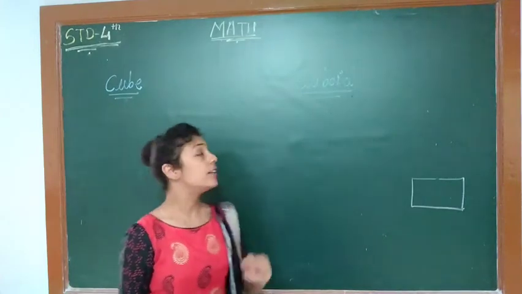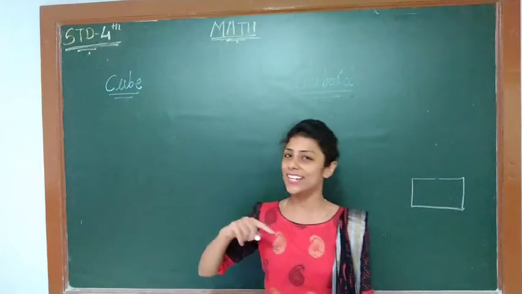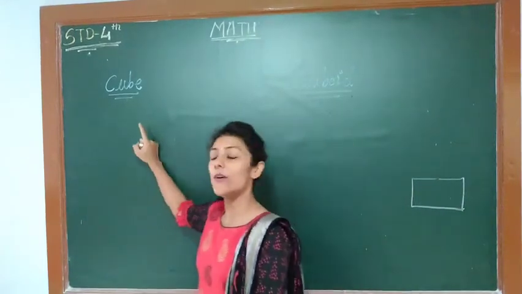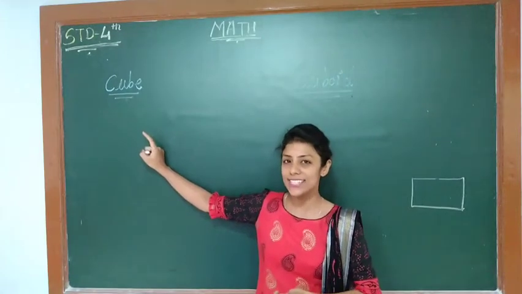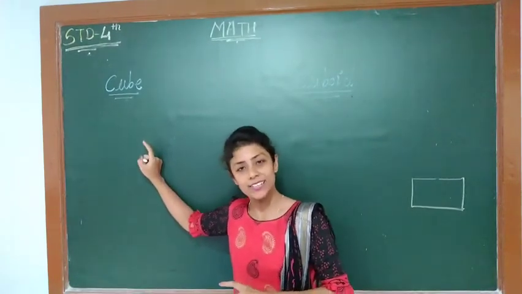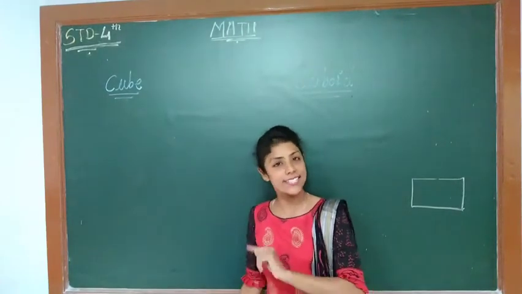3-dimension shapes. First, cube and cuboid. Cube has all sides same. An example of cube is like this. Then Rubik's cube. Those are the examples of cube. Cube has all sides same.